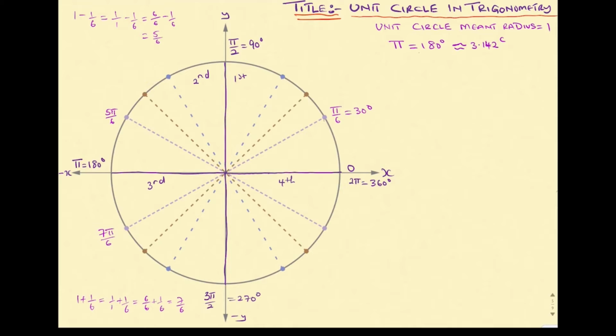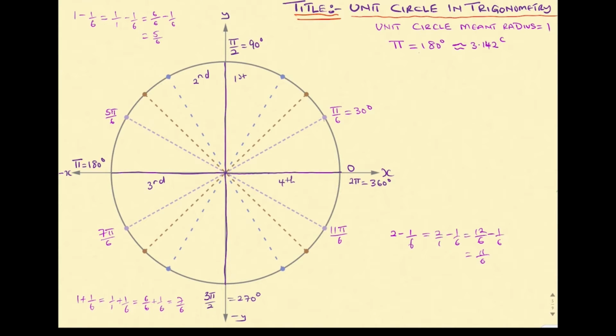In the fourth quadrant, we're approaching 2, but we're not at 2 yet. So we're approaching 2 pi, but we're not there yet. So that would be 2 minus 1 over 6. That would be 2 over 1 minus 1 over 6, which equals 12 over 6 minus 1 over 6. Keeping the denominator the same, that equals 11 over 6. So that would be 11 pi over 6.